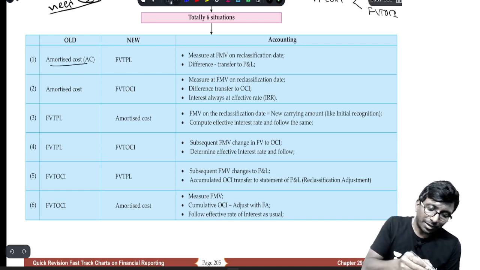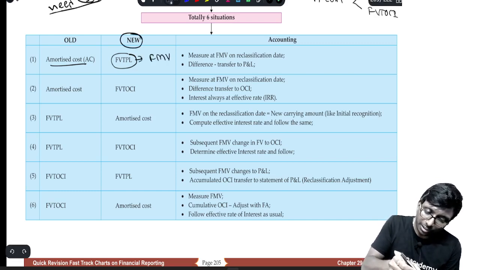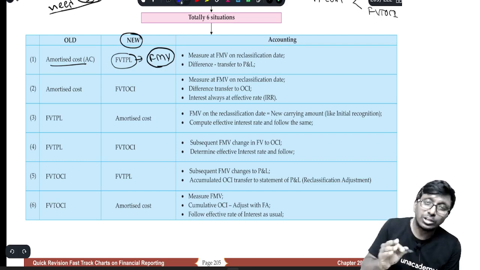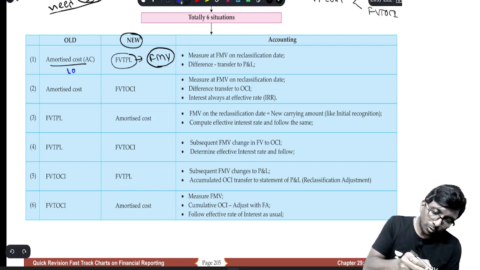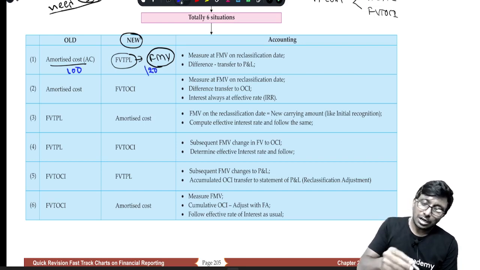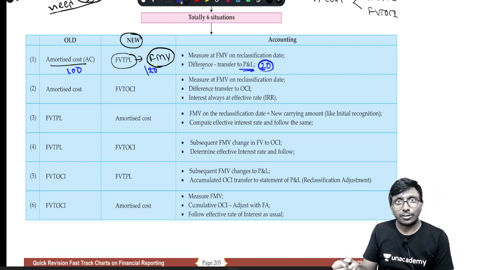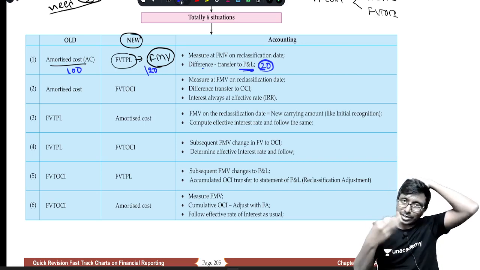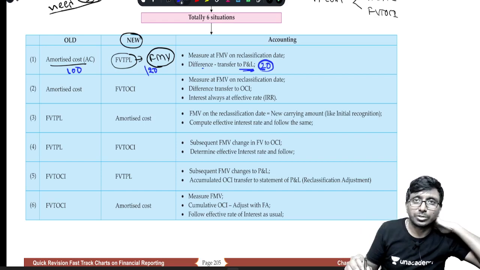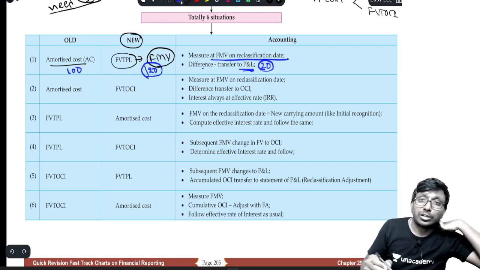It was amortized cost so far, and now you want to follow FVTPL. Remember one thing: when you change the classification, the new classification should be at fair market value only. My old book value is 100, but now it has become 120 fair market value. The difference of 20 should be transferred to P&L: financial asset account debit, to P&L 20. Matter over. Next, you should measure it on the classification day, that's what I told you, 120.